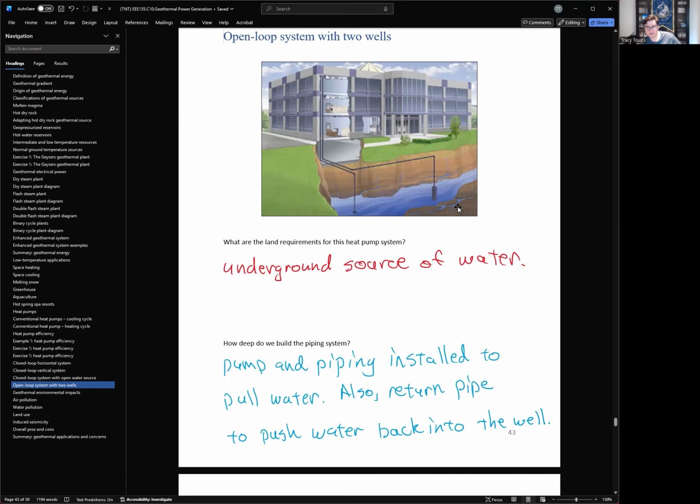Okay. So how deep do we build these piping systems? You need a pump and piping. So the pump and the piping need to be installed to pull water. However deep this water well is, you need to go that far deep. It could be 50 meters, it could be 100 meters, right? Also, you need to install a return pipe to push the water back into the well as well. You also need to make sure they're a little farther apart.